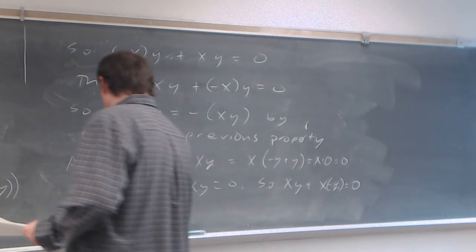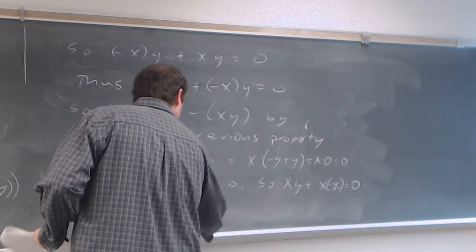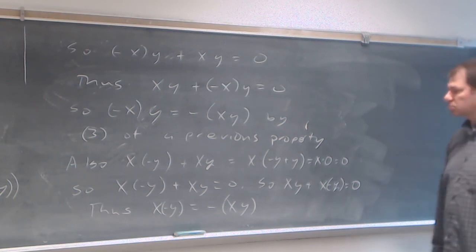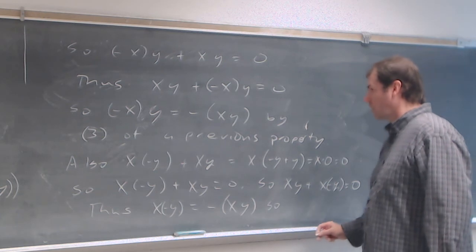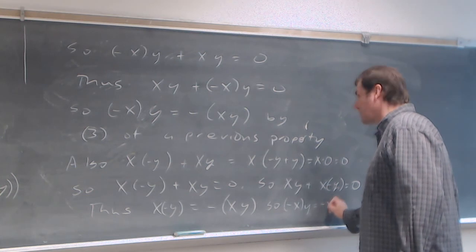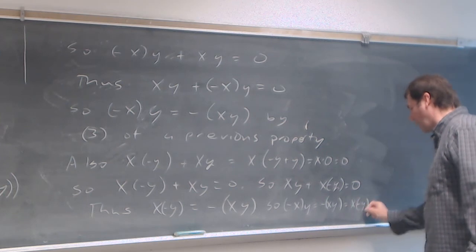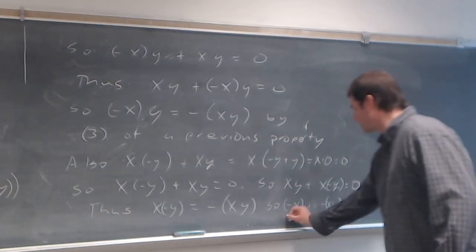And thus, that says that x times minus y is equal to minus the quantity xy. And so what we have then is that minus x times y equals minus xy, which is equal to x times minus y. And that is the statement that we wanted to show. It shows those three things that are involved in the statement are equal to each other. That's what we want to show.